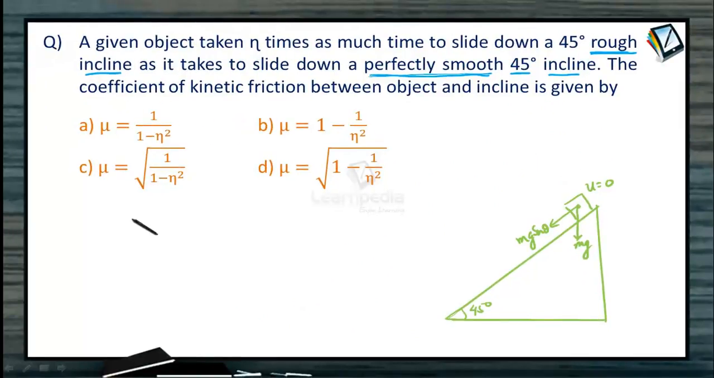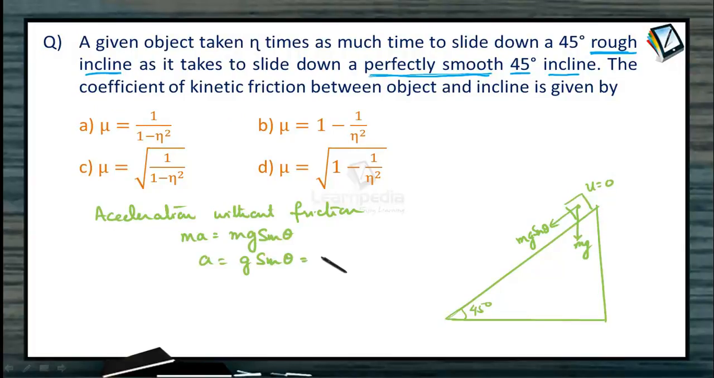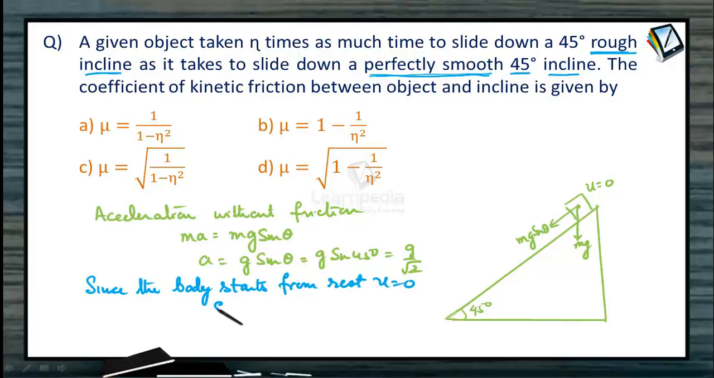So the acceleration without friction will be: m into a equals mg sin theta, or a is equal to g sin theta. Theta is given as 45 degrees. So g sin 45 degrees, or g by root 2. Since the body starts from rest, u is equal to 0. Therefore, s is equal to half of a t square. So in this case, the distance s1 is equal to half of g by root 2 into t1 square, where I call this time t1. Equation 1.